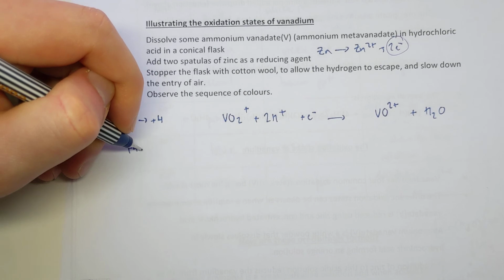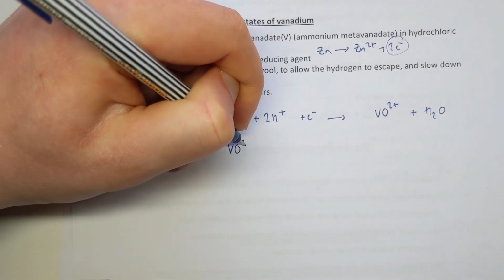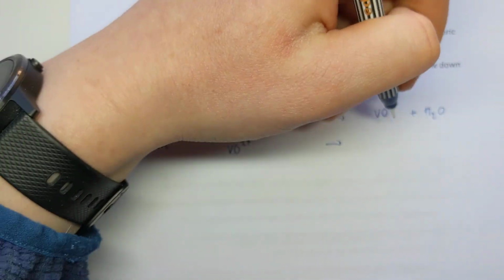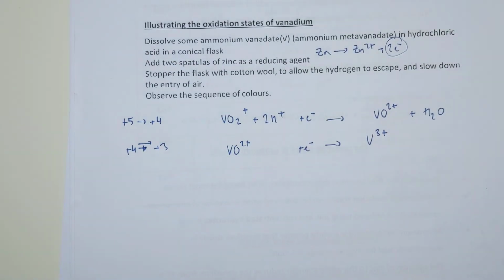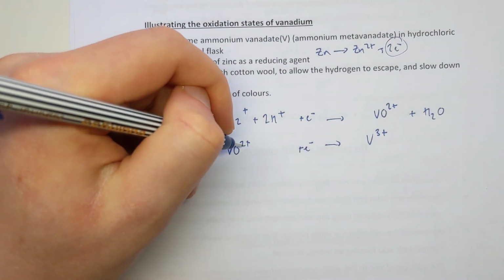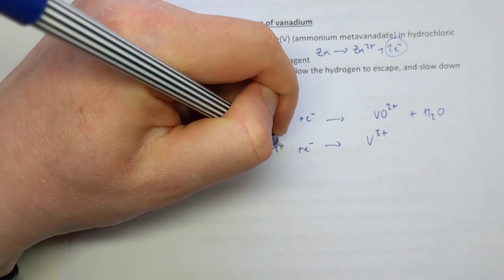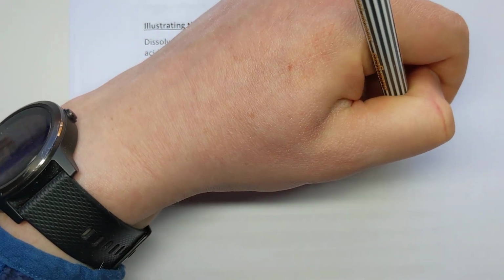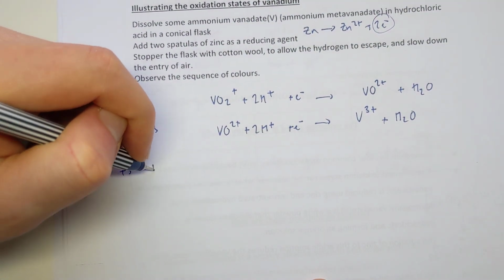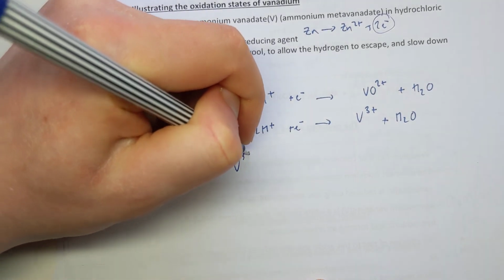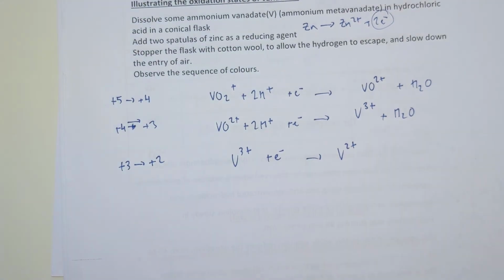For +4 to +3, that's the VO2+ I've just made can be reduced further to make it go to this V3+. Again, that's a reduction with 1 electron. To get the charges balanced, so I've got 1+ over here, 3+ over here, I need another 2+ on this side, 2H+, and another water to get that to balance out. Final change is the simplest one, +3 to +2. I've got vanadium 3+ going to vanadium 2+. That simply just involves the addition of a single electron.